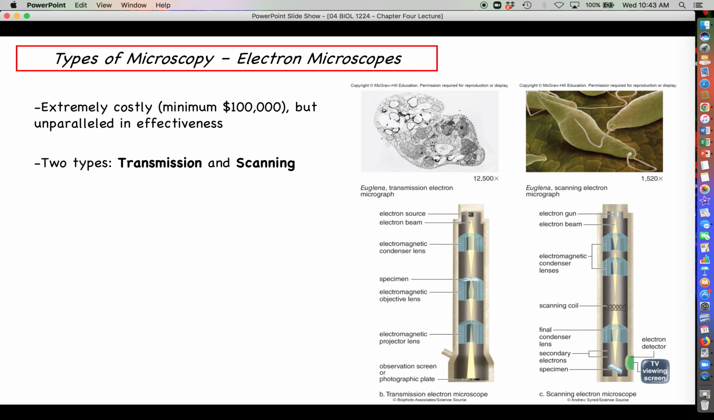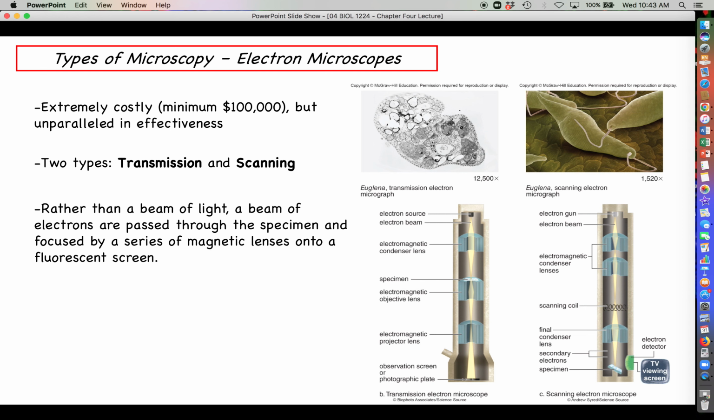You don't need to be concerned too much about the difference between them, but what electron microscopes in general use, rather than a beam of light that is passed through lenses and mirrors, is a beam of electrons that are passed through a specimen. They are focused, instead of by glass or plastic lenses, by magnetic lenses, and the image will be reflected onto a fluorescent screen where you can actually look at it. So you're not really going to need an eyepiece to look at your image here.